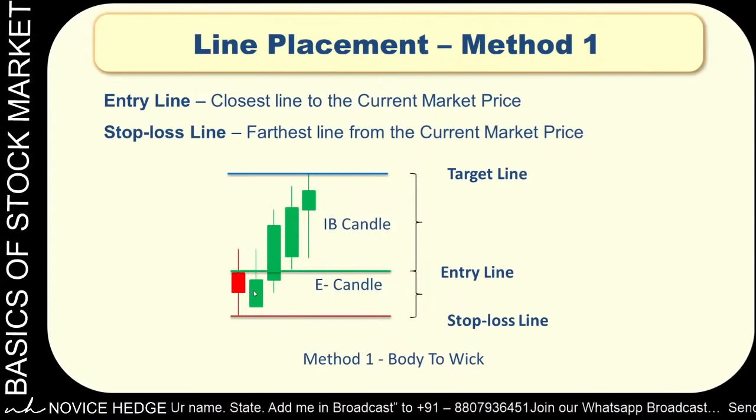And what's the stop loss? The stop loss will be the wick's low. In the two E candles, which candle has the lowest wick? The first candle has the lowest wick, so I place the stop loss below the wick. This is the risk we take. If the risk is 1 rupee, the reward should be at least 1:2, which means it should be 2 rupees or more than that.